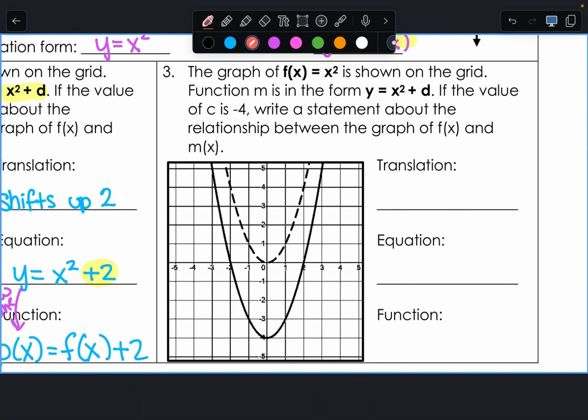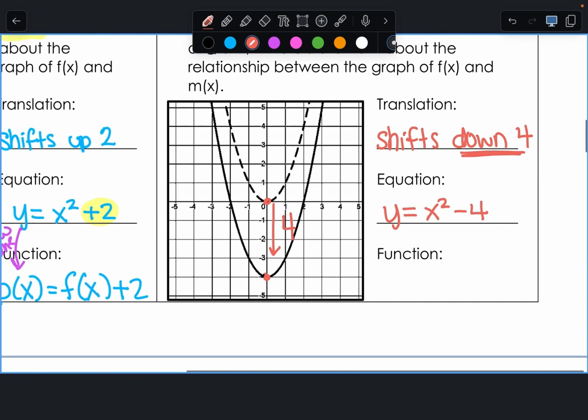Next one. We changed the graph and the value of d became -4. What does it do? Going from dashed to solid, we're going down this time. Down how many? Down 4. So it shifts down 4. Now writing that as an equation, we write y equals x squared because that's my parent function. And what do I do to my equation to represent down 4? -4.